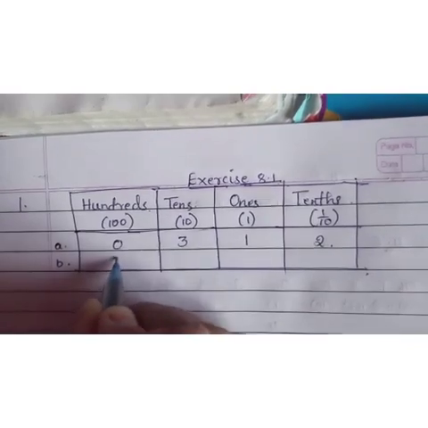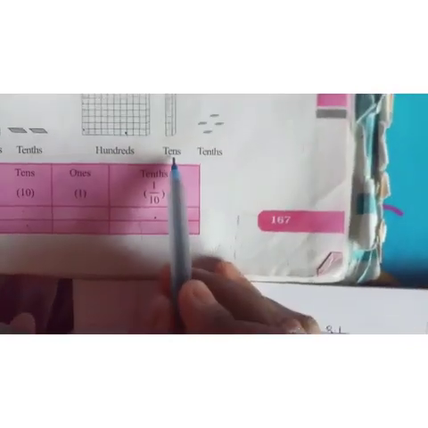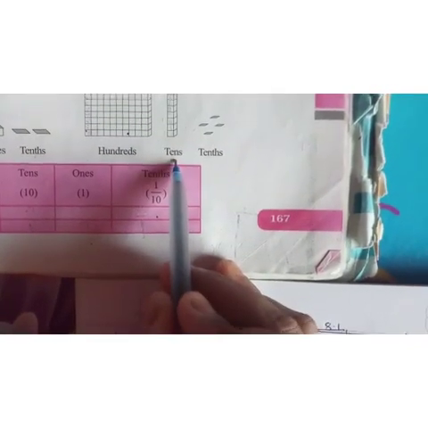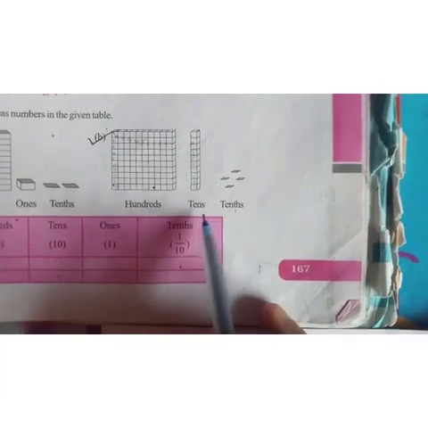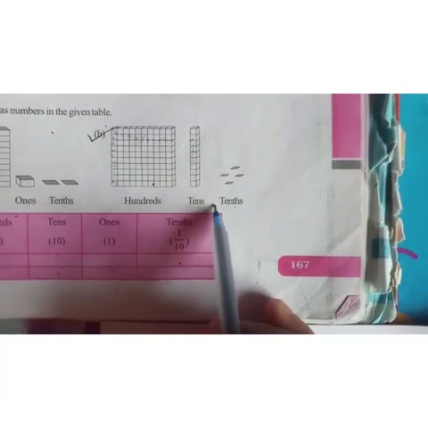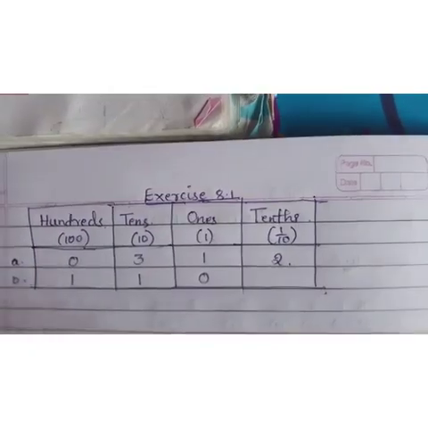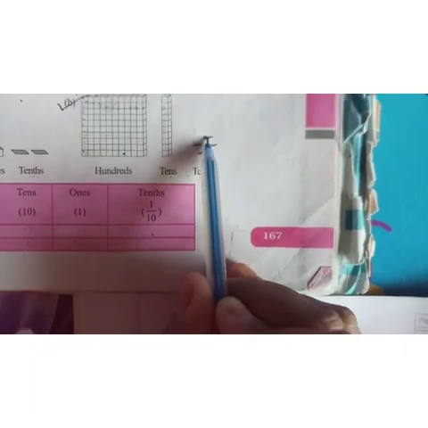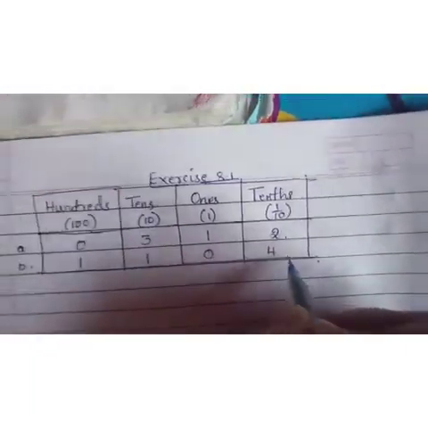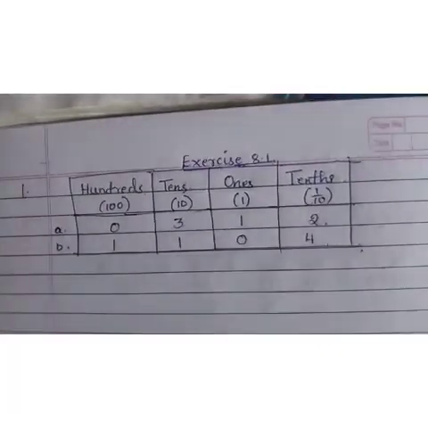Similarly in example 2, in the hundreds place we have how many? 1. So children, I will write 1 here. In tens again we have how many? Only 1. So again I will write 1. And see here children, after tens there is no ones place, so in the ones place I will be placing 0. And in the 10th place how many do we have? 1, 2, 3, 4. So write here 4. Is it understood? Okay.